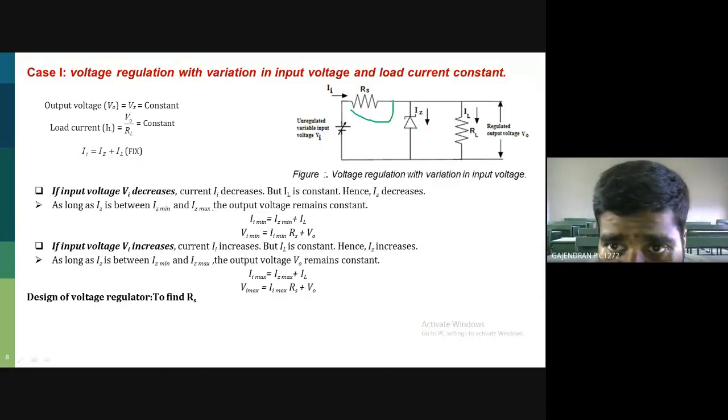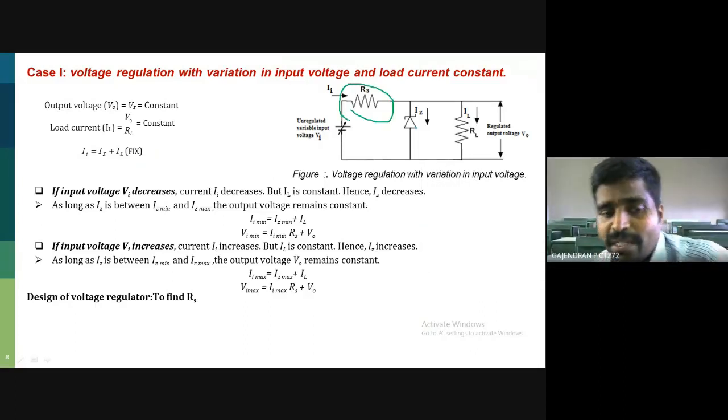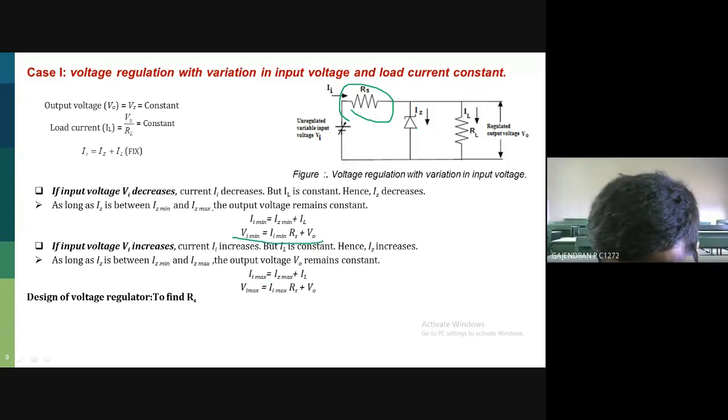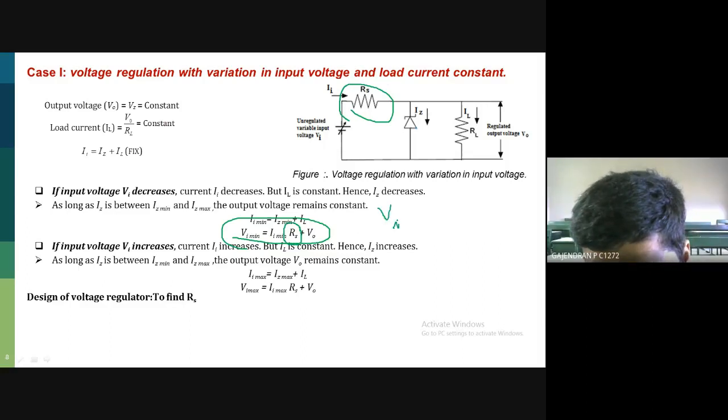designer needs to design this resistor value. The resistor value, the designer will design. How to design it? But here, look, it's very simple. Take this equation. In the equation, how will you find RS? Can anyone tell me? VI minimum is equal to II minimum into RS plus V0.